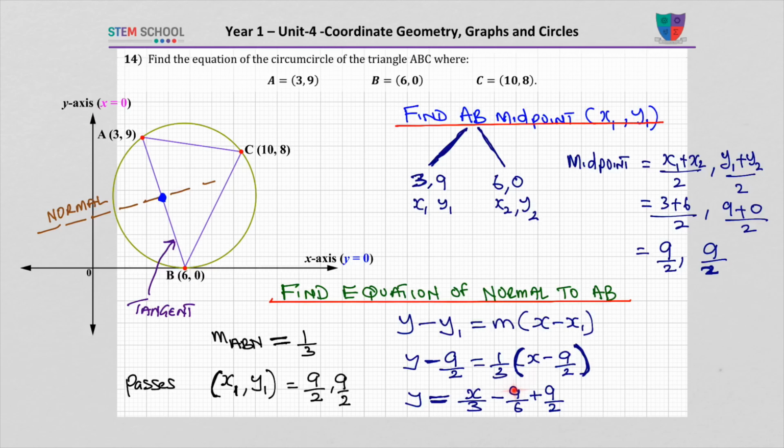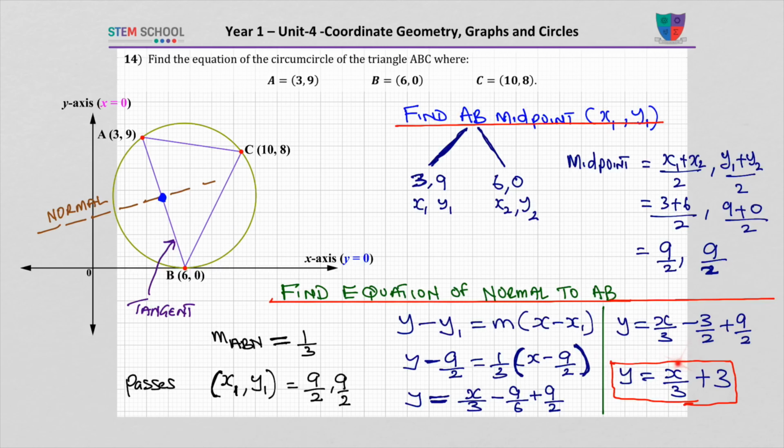And now I need to simplify this one and then write the equation of the normal. And that equals y equals x over 3 minus 3 over 2 plus 9 over 2. Because they have the same denominator, I can just add the numerators here. Now, minus 3 plus 9 is plus 6 over 2. 6 over 2 is 3. So this is the equation of the normal to AB.